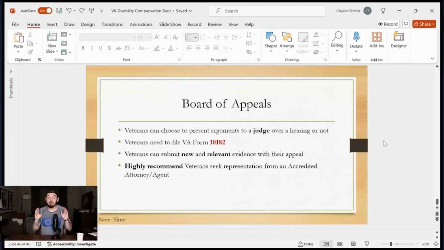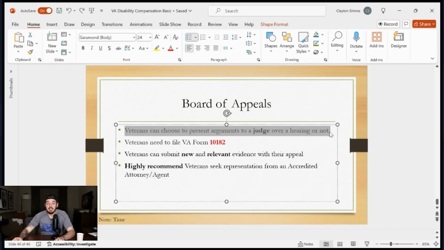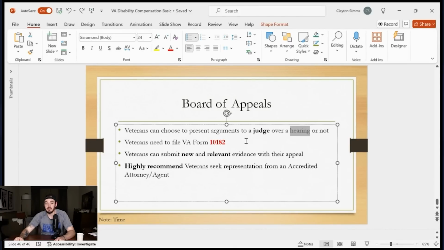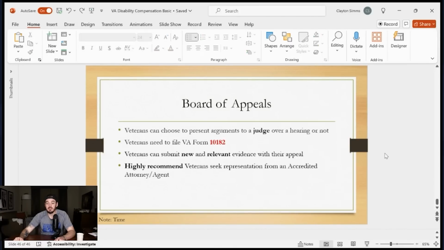Then you have the Board of Appeals, and this is our last slide. I highly recommend obtaining a lawyer, okay, a representative, when it comes to the Board of Appeals. But veterans can choose to present arguments to a judge over a hearing or not. Same concept as an informal conference or not. Same thing, just with the judge, okay? I am of the opinion to request the hearing. That's me personally. You have the Form 10182.